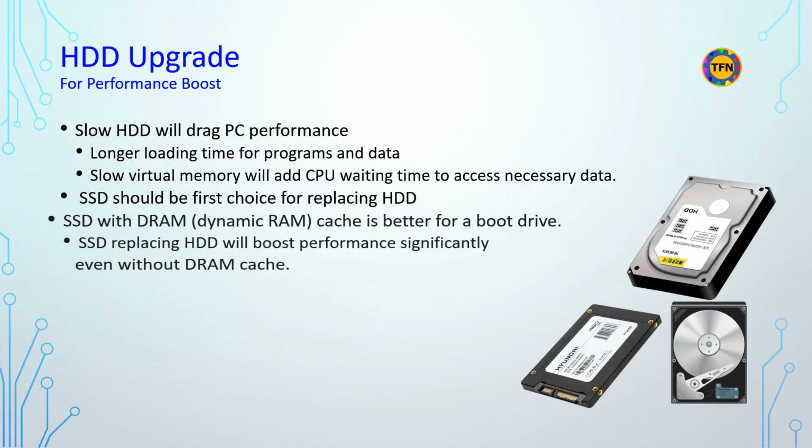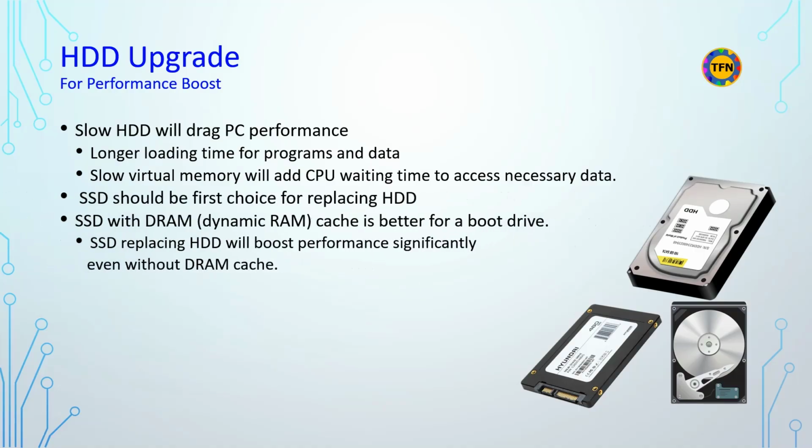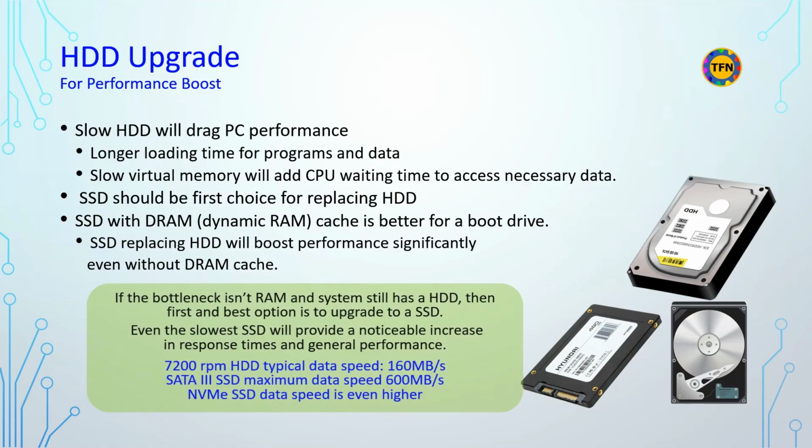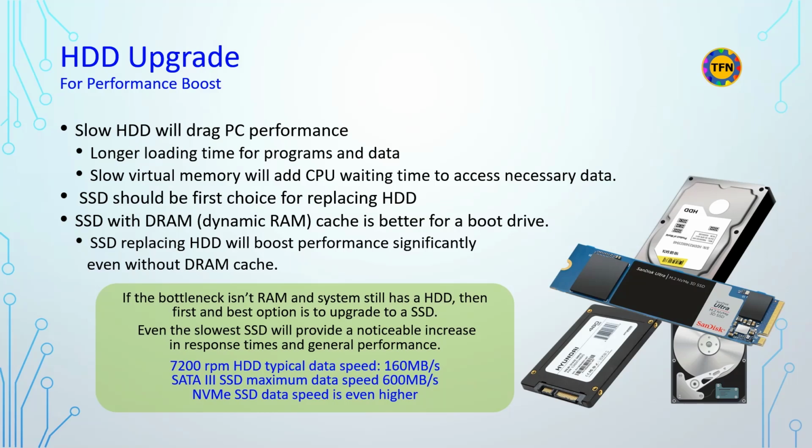SSD should be first choice for replacing HDD for performance boost. SSD with DRAM or dynamic RAM cache is better for a boot drive, but performance boost will be significant even without DRAM cache. If the bottleneck isn't RAM and system still has an HDD, then replacing it with an SSD should be first priority.